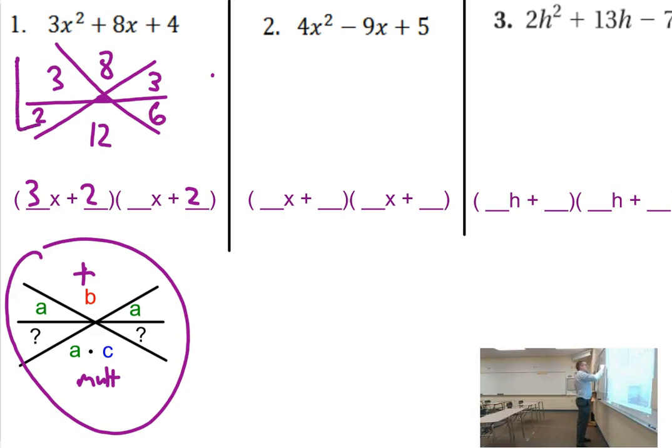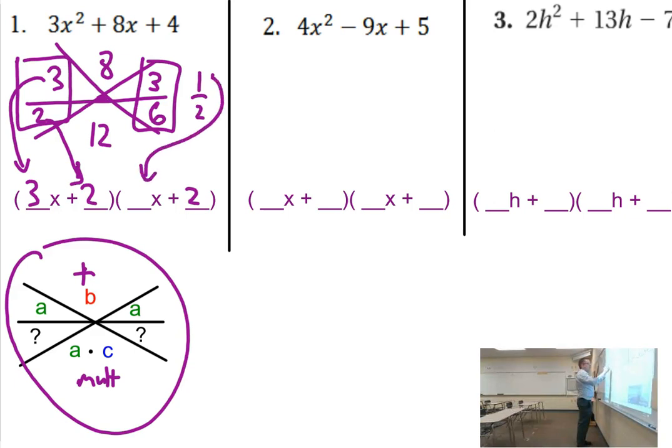What you do now is you take a look at these. Think of them as fractions. You reduce them if possible. 3 over 2 does not reduce. You put the 3 as the coefficient of x, and 2 gets added to it. 3 over 6 reduces to 1 over 2. So the 1 goes here, the 2 goes there. Okay, and we have it factored.